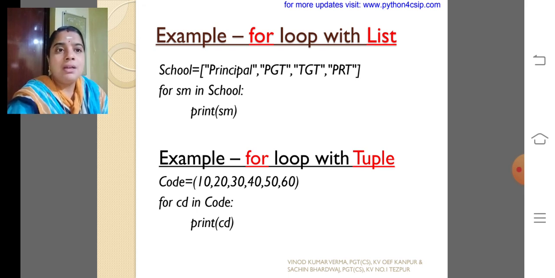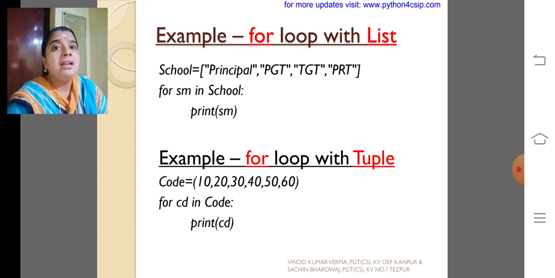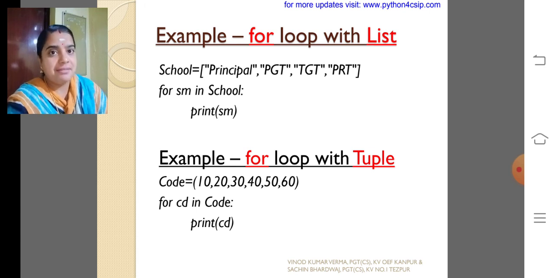Look at the next one. A for loop with a tuple. Code equals 10 to 60, I had given. That is a tuple. For CD in code, print CD. So it will print 10, 20, 30, 40, 50 and 60. It will print the elements one by one, each in its own line.